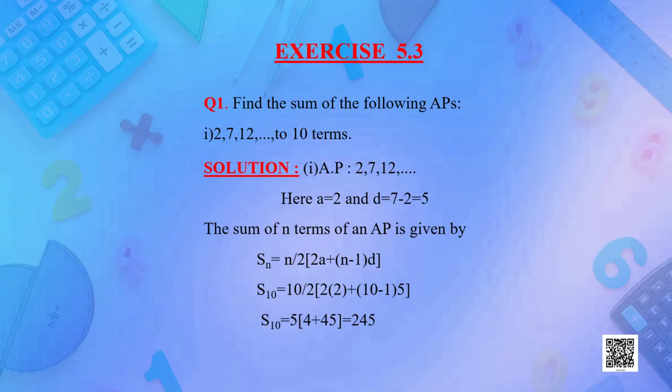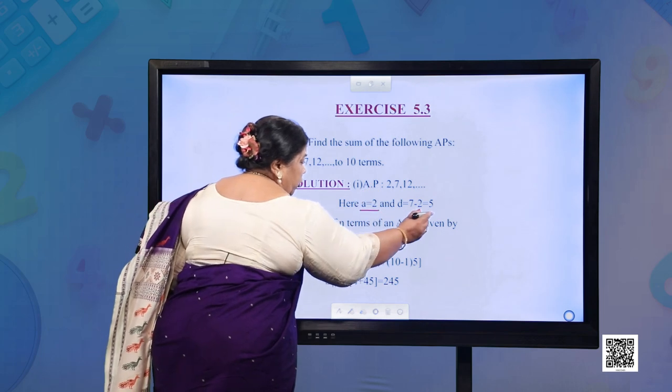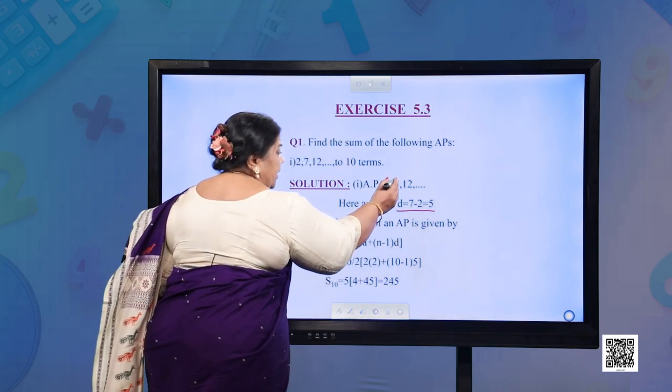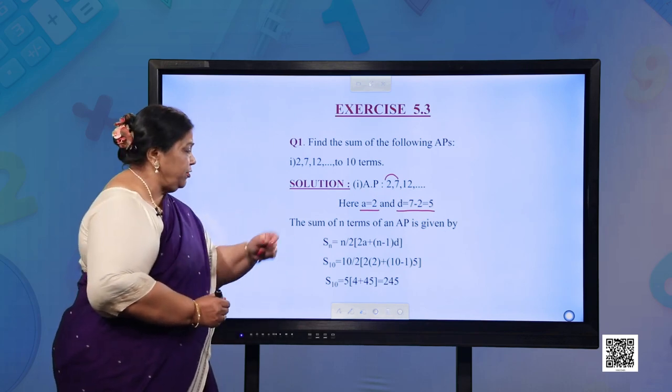Find the sum of the following APs: 2, 7, 12 to 10 terms. Here we have, what is your first term? It is 2. And how do you find the common difference? Second term minus first term. That is equal to 7 minus 2, which is 5.